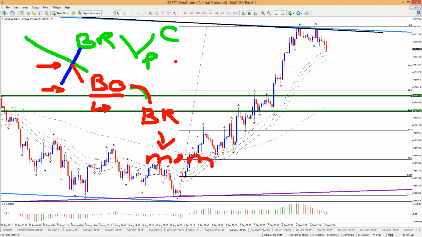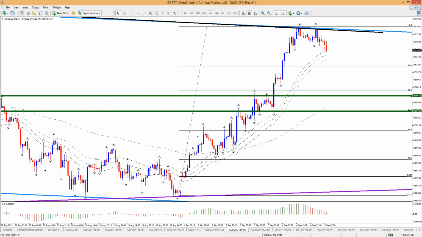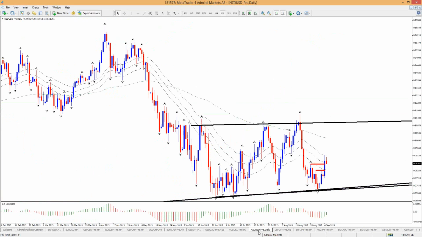Good. New Zealand dollar, we can do that. Let's take a look. Yeah, it broke that resistance level, the daily resistance level we had here, and it put a daily candle close above that level.